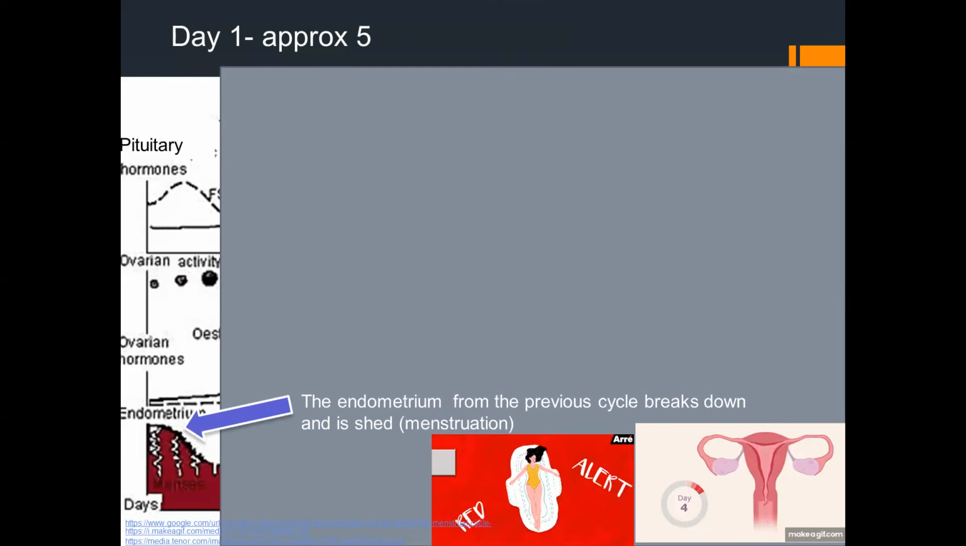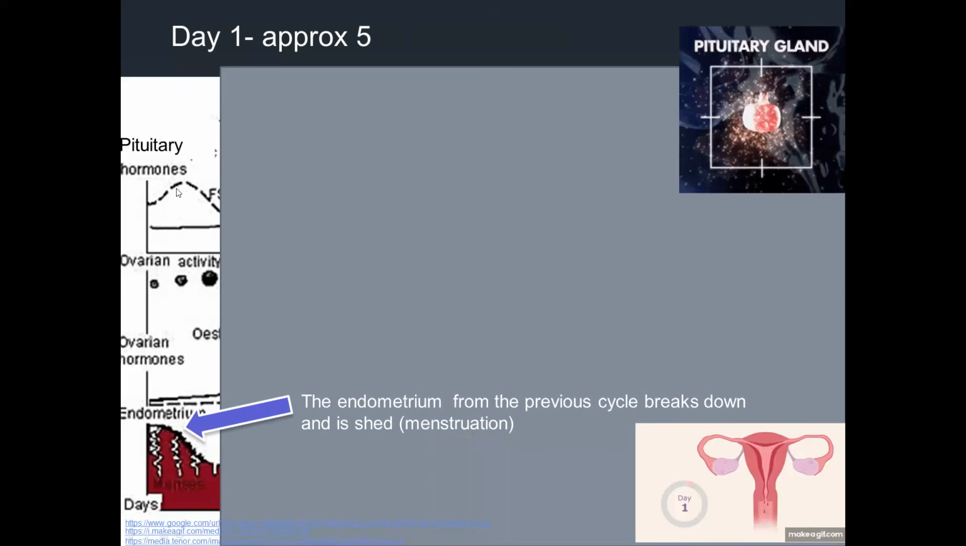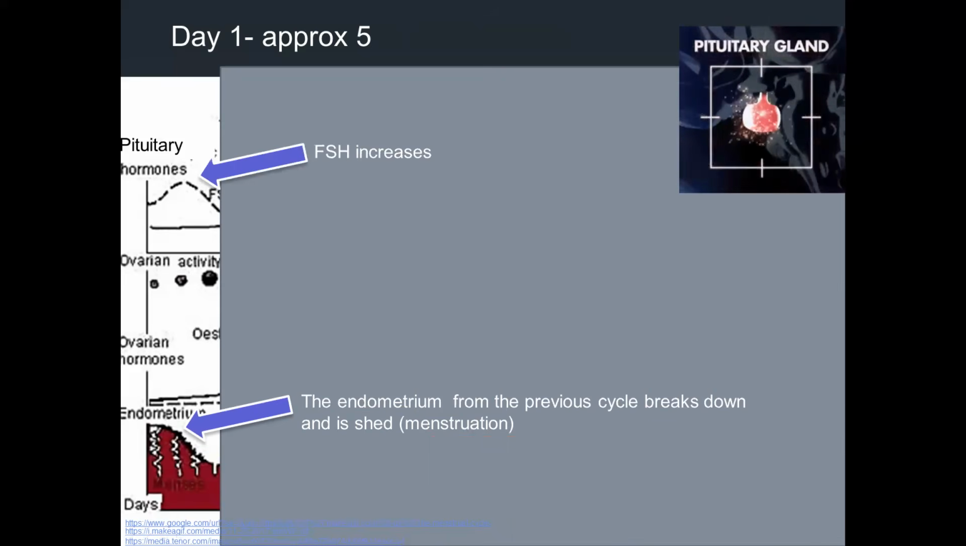So the first thing that occurred was menstruation. And at the same time, if we look at the hormones, estrogen is low, progesterone is low, LH is low. The one that has increased is FSH. So from the pituitary gland, we've got the release of FSH, and FSH stands for follicle stimulating hormone. The name gives you an indication of what it does. It stimulates the follicle to develop.